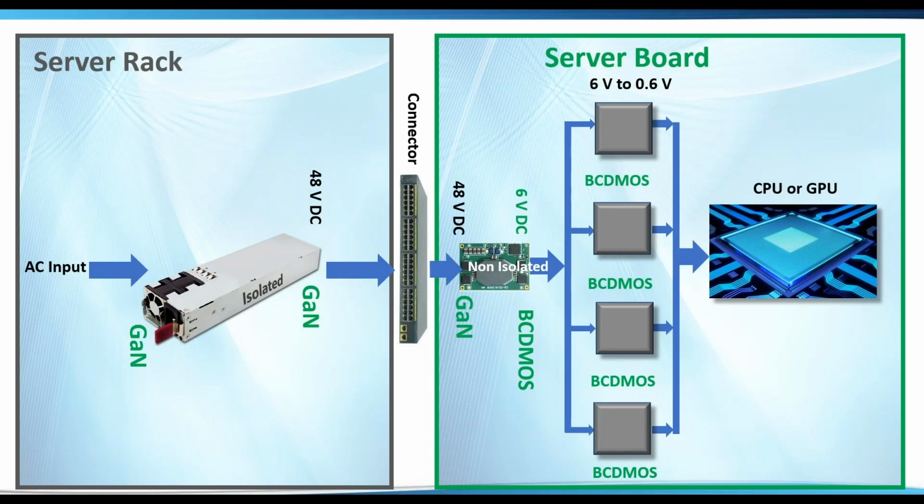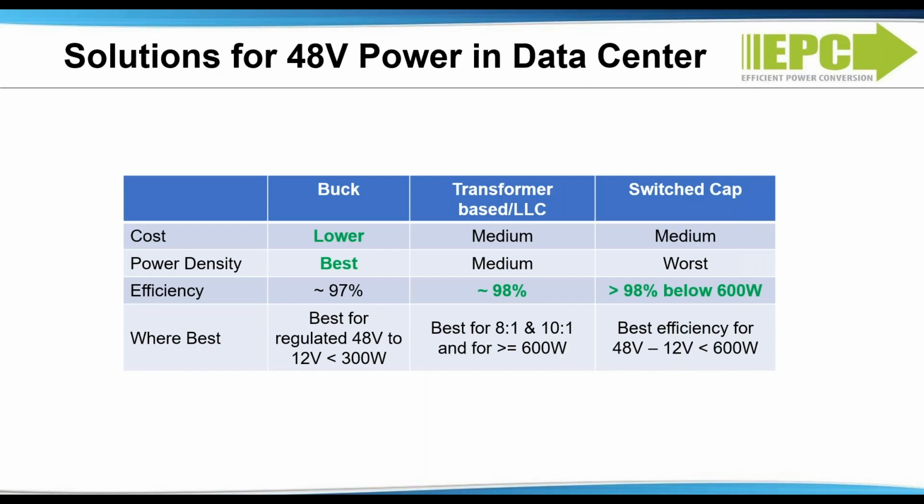Next, let's look at topologies that can be used to support this architectural shift. The most common topologies for a front-end system of 48 volts to 6 volts or 48 volts to 12 volts are buck, switch capacitors, and LLC. In this table, we analyze the pros and cons of each.